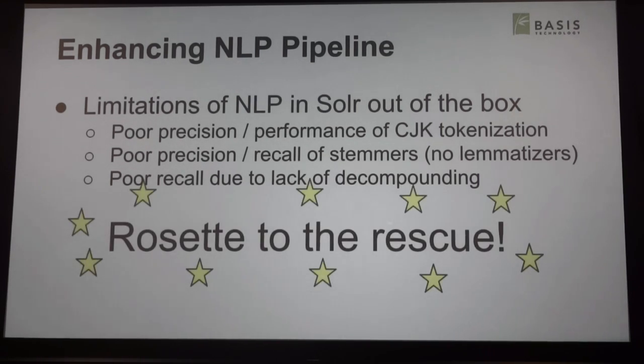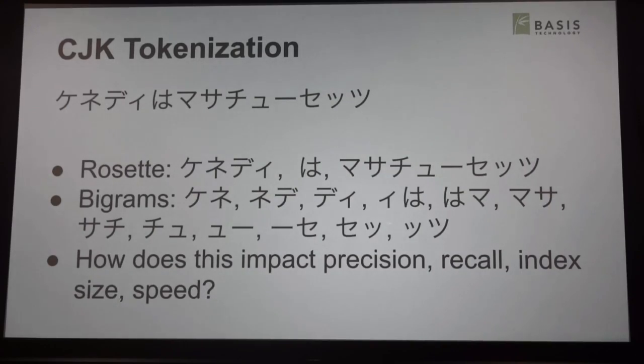So Rosette to the rescue. This is the product suite that my company offers. I'll go through just one example of CJK tokenization. So this string of Japanese characters, something about Kennedy in Massachusetts, really just contains 4 words. So the Rosette platform, which is offered as a plugin to Solr, will properly tokenize this into the first 4 characters, then the next, and then the rest are all one word.